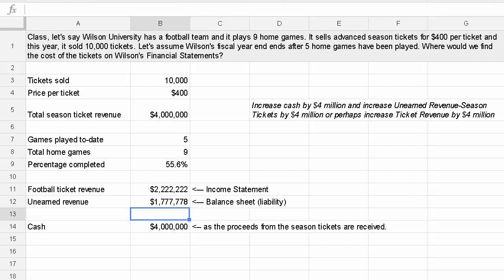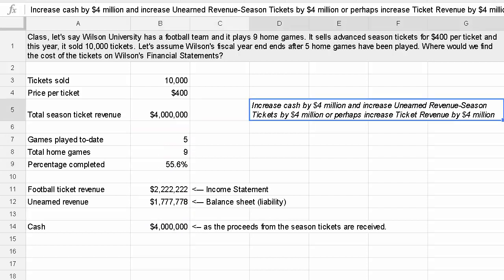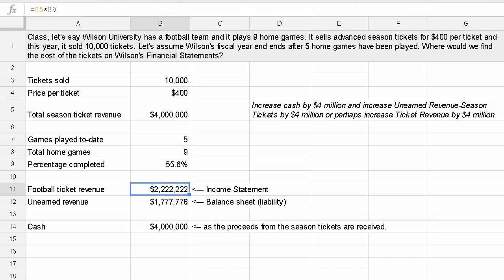When it gets to $4 million, and I wrote it over here, it will likely increase cash and then also increase an account called unearned revenue season tickets, or maybe it's just called unearned revenue, by $4 million. Now, the company, the company meaning the university, may also record it as revenue up front. They may show it as ticket revenue. But if they do that, then they have to make an adjustment by the time they issue the financial statements, so that only $2,222,222 show up in revenue, and the rest remains in unearned revenue.